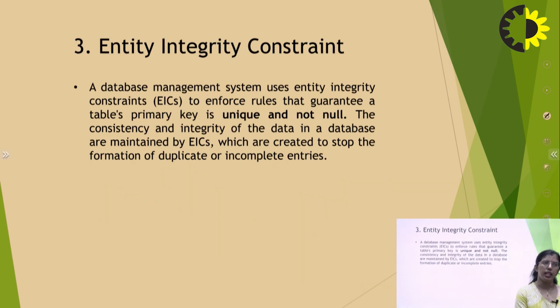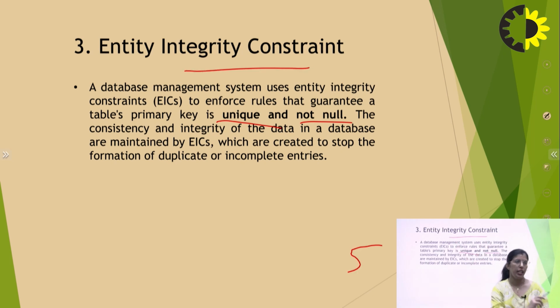Next is entity integrity constraint. A database management system uses entity integrity constraints to enforce rules that guarantee a table's primary key is unique and not null. The consistency and integrity of data in a database are maintained by this particular constraint, which is created to stop the formation of duplicate or incomplete entries.